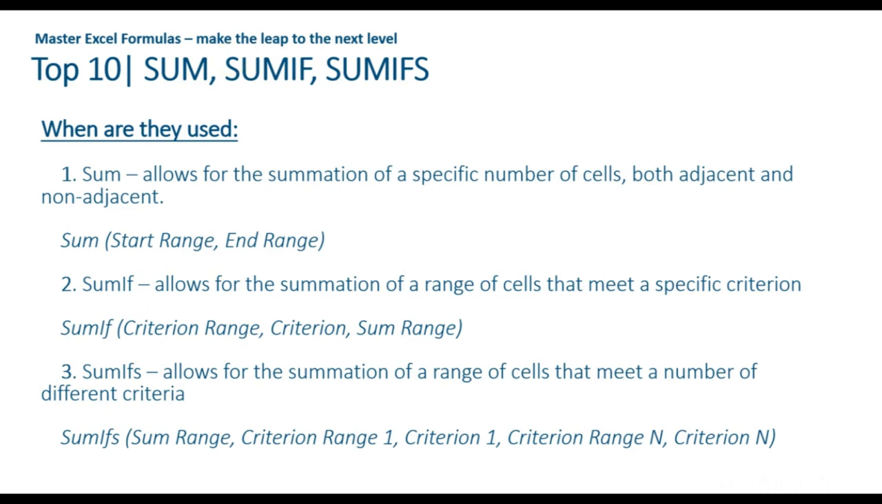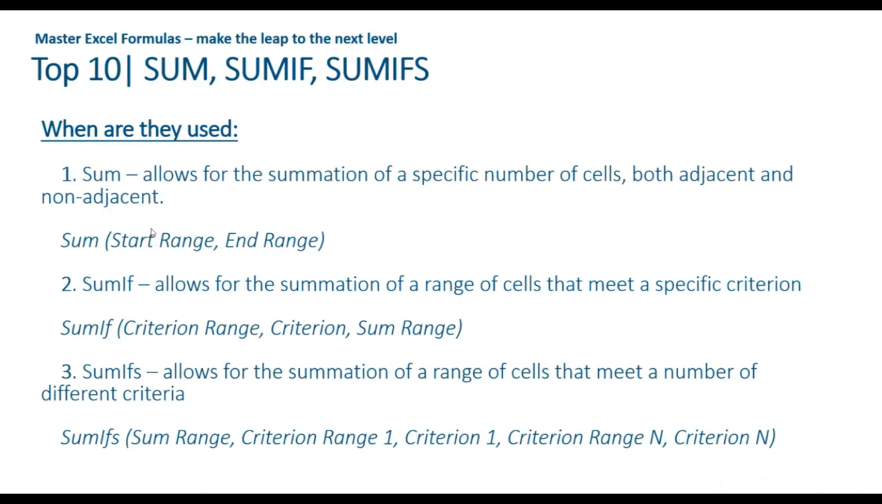Then SUMIF and SUMIFS. These two formulas allow you to sum based on a specific criterion or criteria. So SUMIF allows for the summation of a range of cells that meet a specific criterion, whereas SUMIFS allows for the same thing but with more than one criterion.